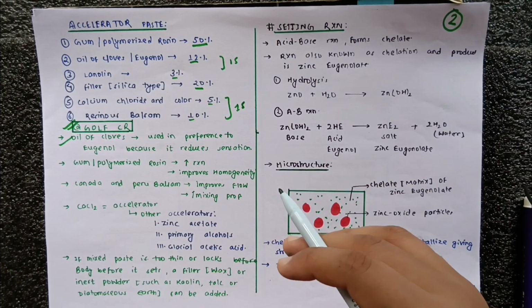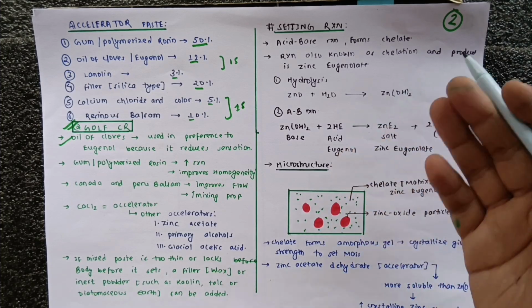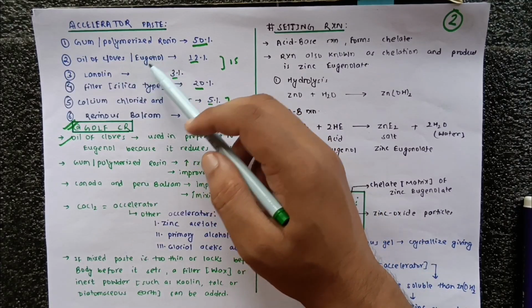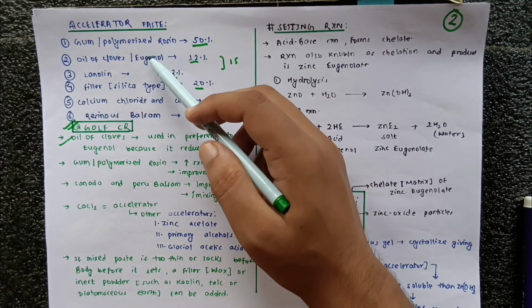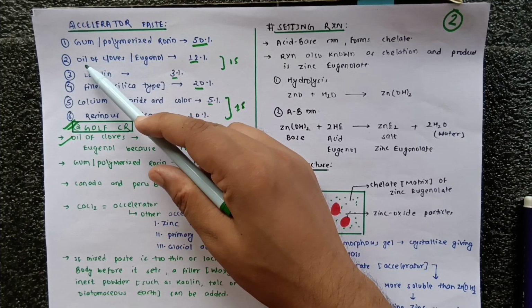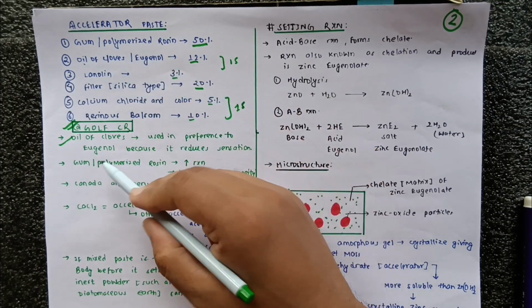To overcome this, we have used vegetable or mineral oil in the base paste, as I have discussed previously. But the sensation of eugenol is still not overcome. In such a case we use oil of cloves, in preference to eugenol.